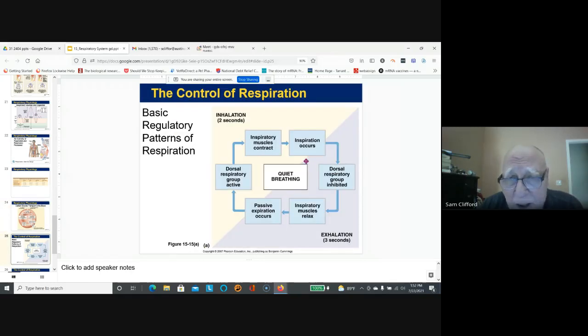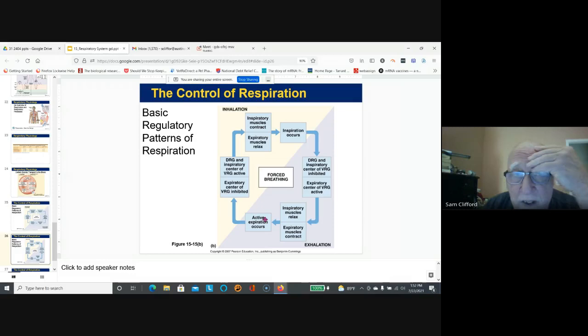Okay, so in quiet breathing, you have inspiratory muscles, and you get breathing in. Those muscles relax, and then passive expiration occurs. So this is quiet breathing.